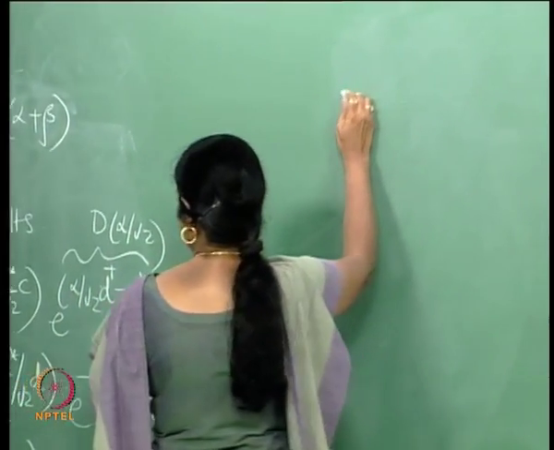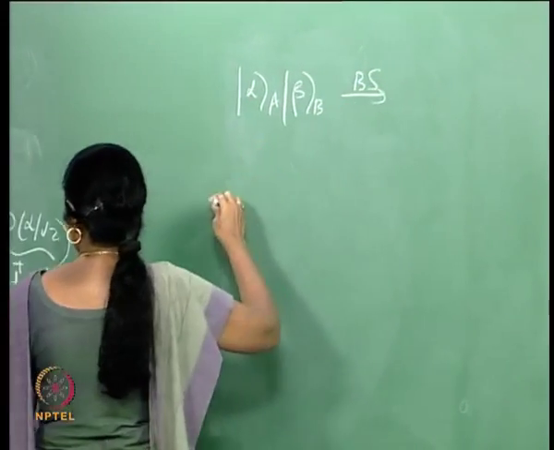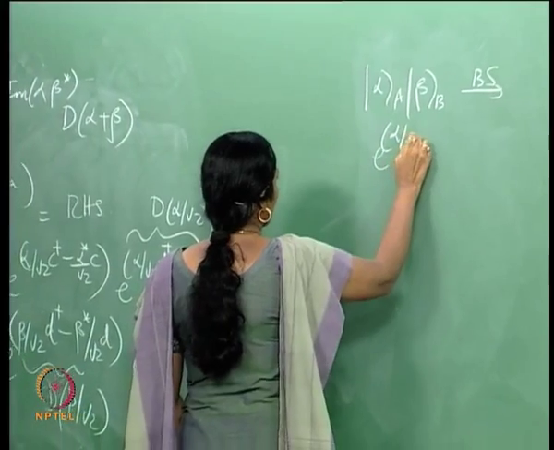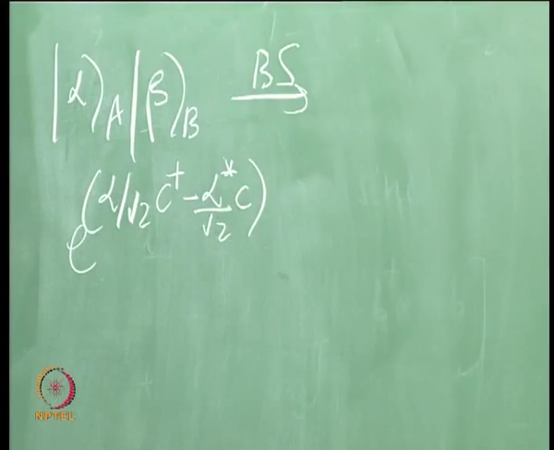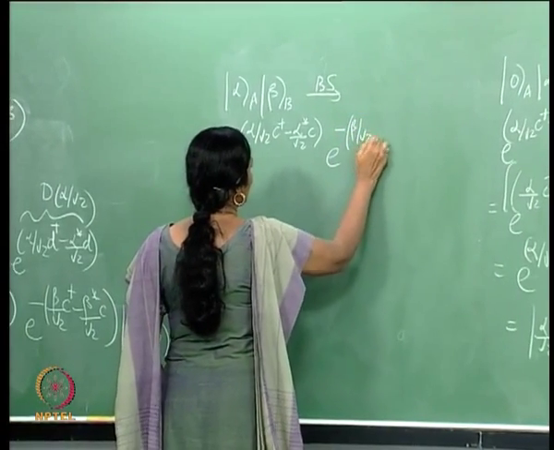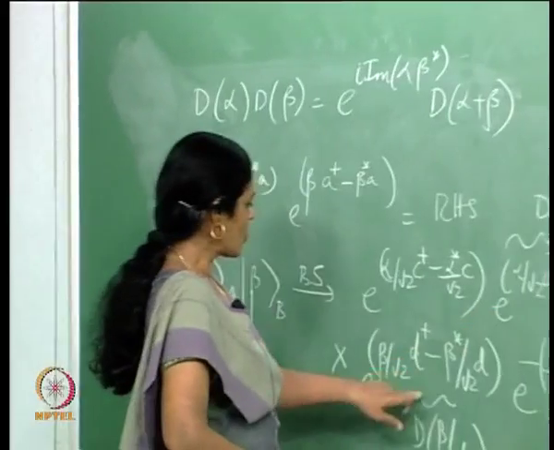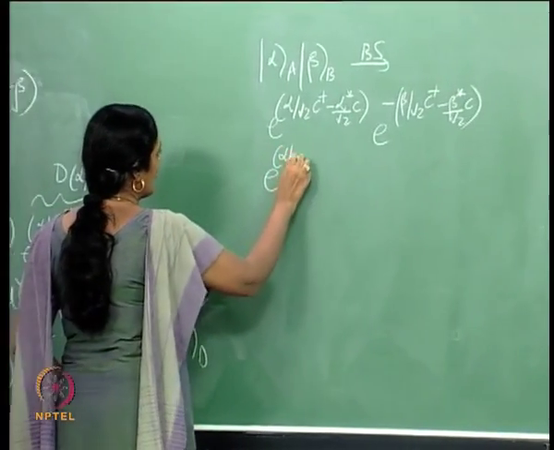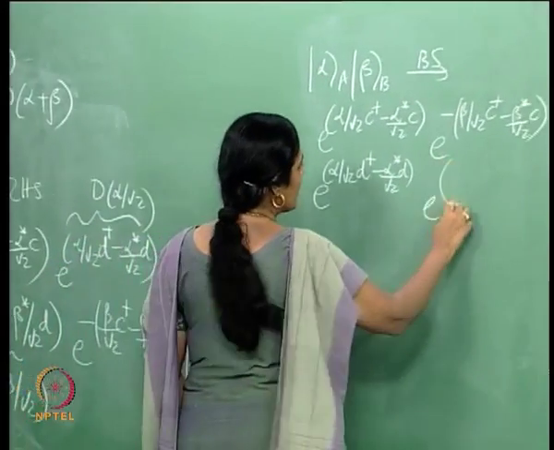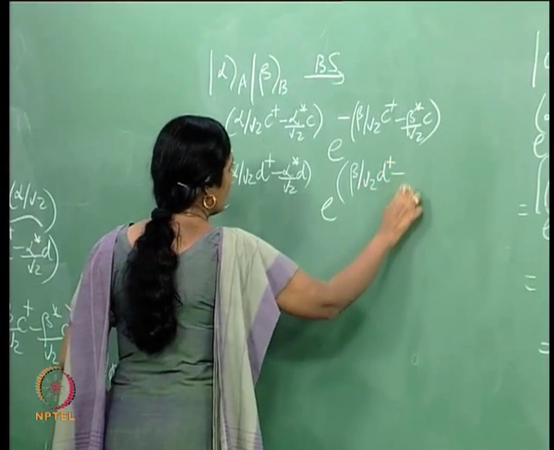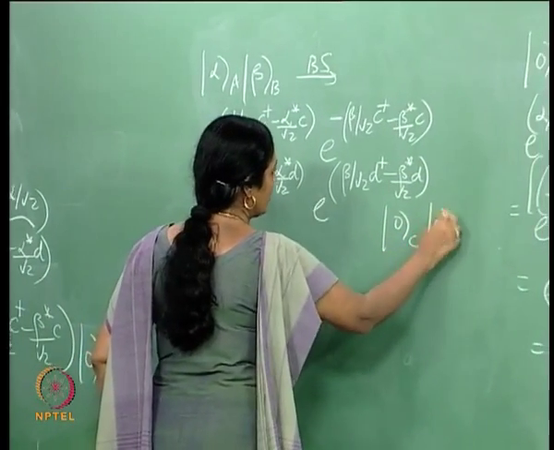Alpha a, beta b goes through the beam splitter to give me e to the alpha by root 2 c dagger minus alpha star by root 2 c, e to the minus beta by root 2 c dagger minus beta star by root 2 c, times, I maintain this order, e to the alpha by root 2 d dagger minus alpha star by root 2 d times e to the beta by root 2 d dagger minus beta star by root 2 d. And this acts on 0 c 0 d.